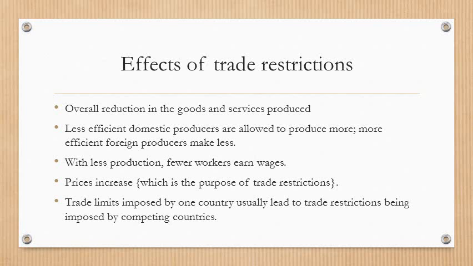With less production, fewer workers earn wages, and then they spend less money. Prices increase, which is usually the purpose of trade restrictions, to create higher prices for domestic producers. Trade limits imposed by one country usually lead to trade restrictions being imposed by competing countries, meaning if the United States imposes trade restrictions on Japanese electronics, then Japan is more likely to impose trade restrictions on certain U.S. goods.